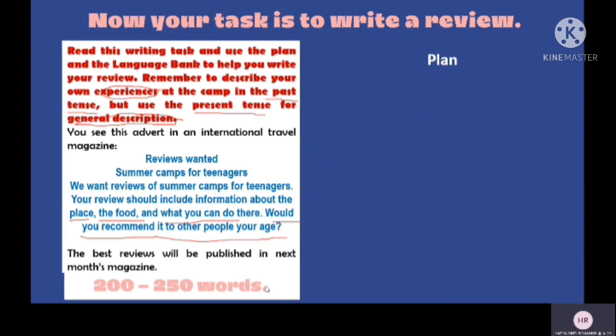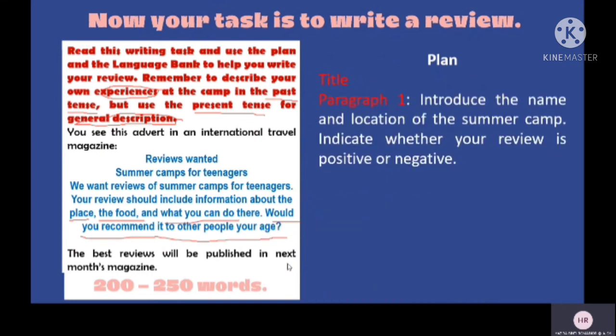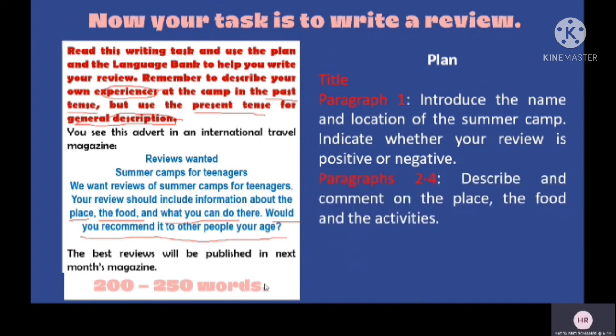Alright, you should have a title. Paragraph 1, you have to introduce the name and location of the summer camp. Indicate whether your review is positive or negative. Paragraph 2, 3 and 4, describe and comment on the place, the food, and the activities. And paragraph 5 is of course to make your recommendation. Okay, you can always refer to the sample, and then please also refer to the language bank because some of the words and phrases there are useful for you to include in your review later. So this is the task for you.